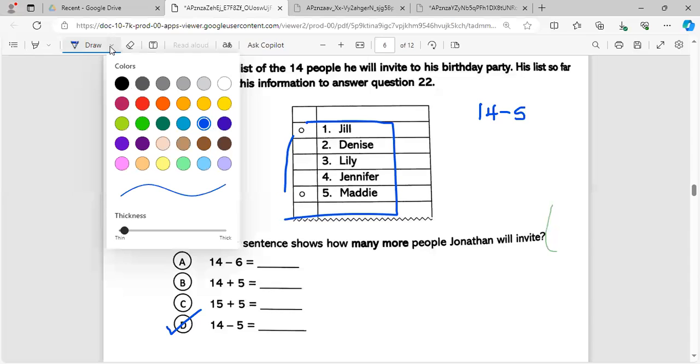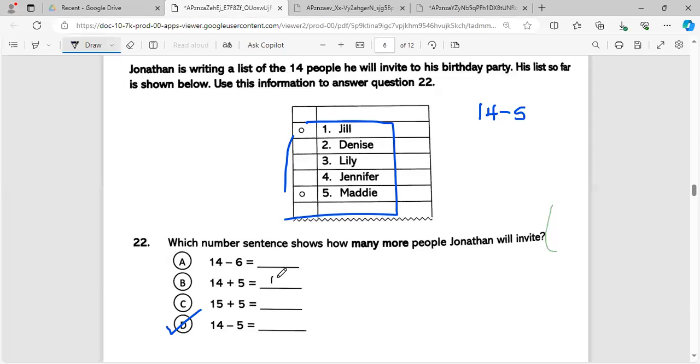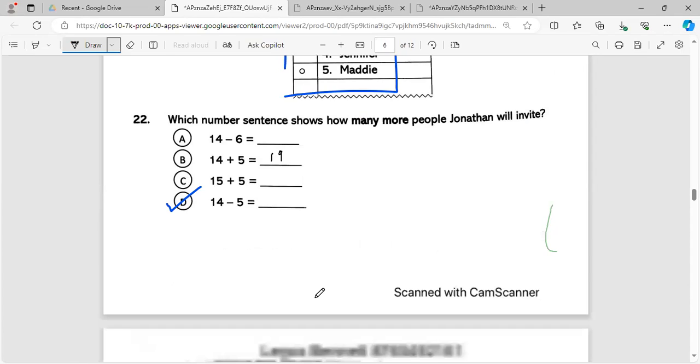Because if we added, it would be more than 14. So it would be a total of 19. And that would not be true because they said 14 people. So guys, please read the headings carefully because it says it's supposed to be 14 total. But you already listed 5, so you take away the 5 from the 14. Yes, all right, sir.